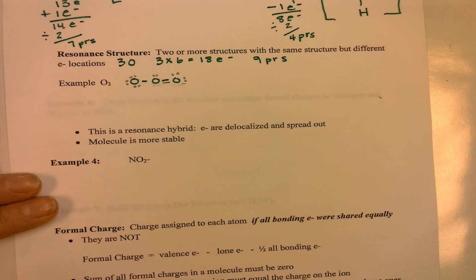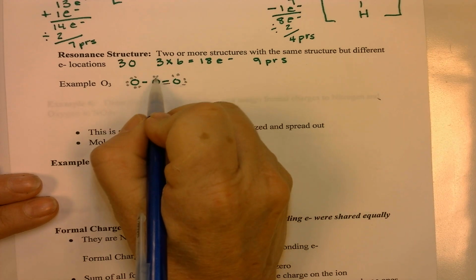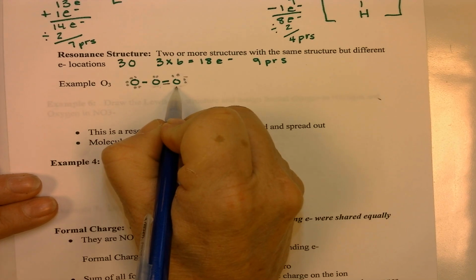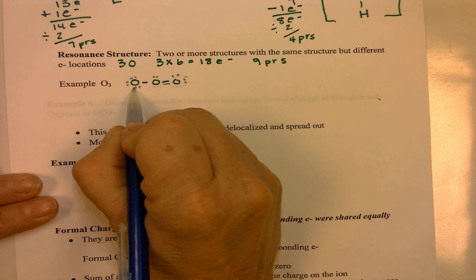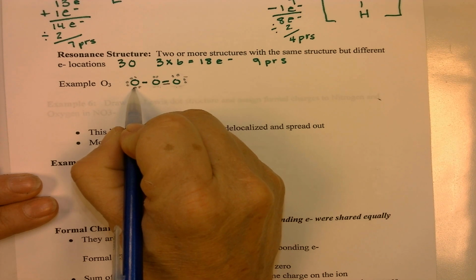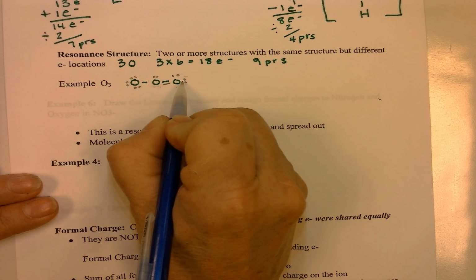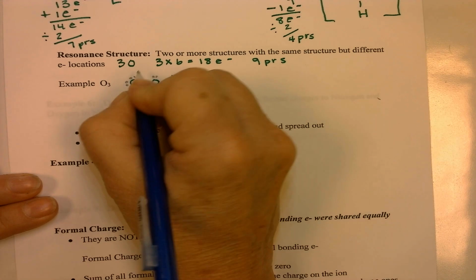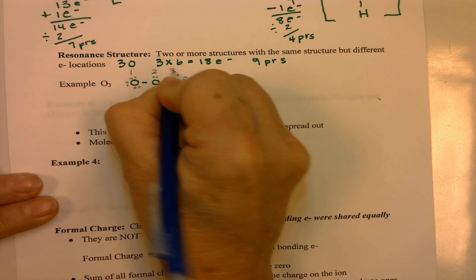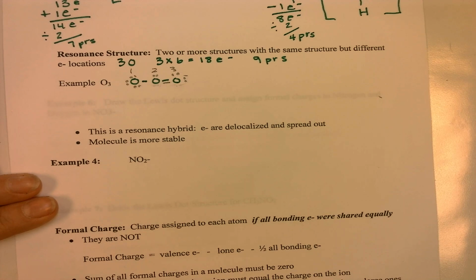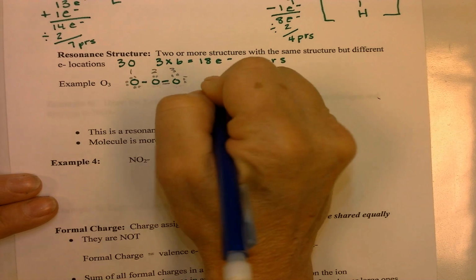The question is, why this oxygen and not this oxygen? That's the resonance question. Why did this oxygen, so if I number them, 1, 2, and 3, why is the double bond between 2 and 3 and not between 1 and 2? Does that make sense? This is called a resonance structure.